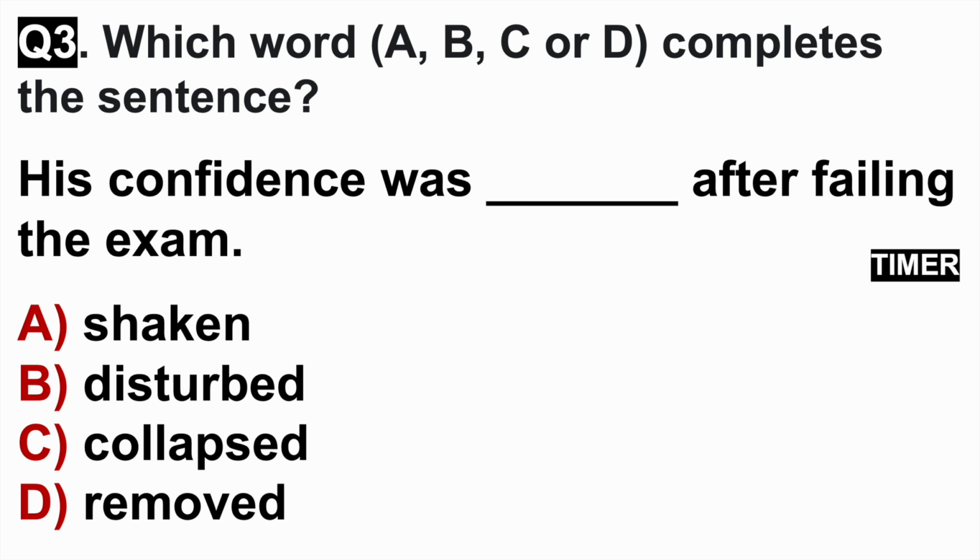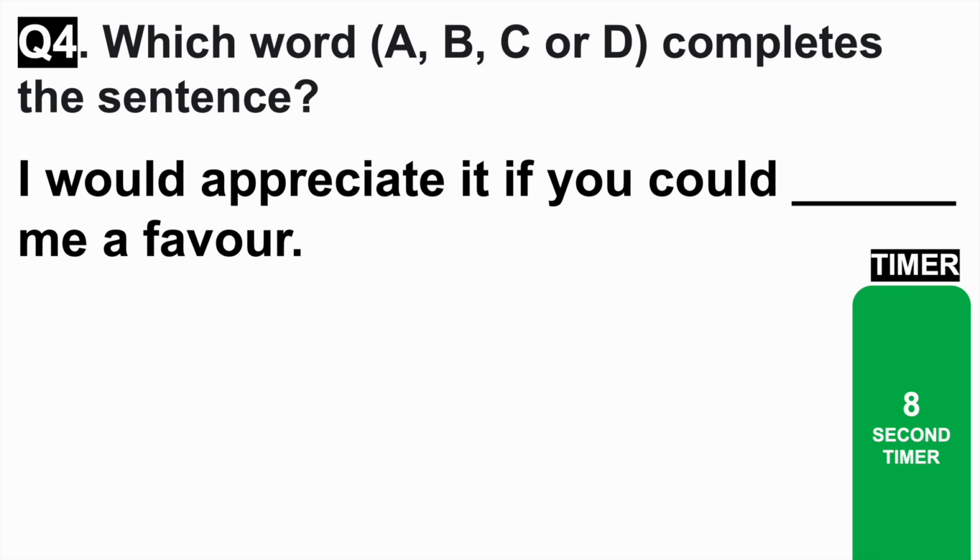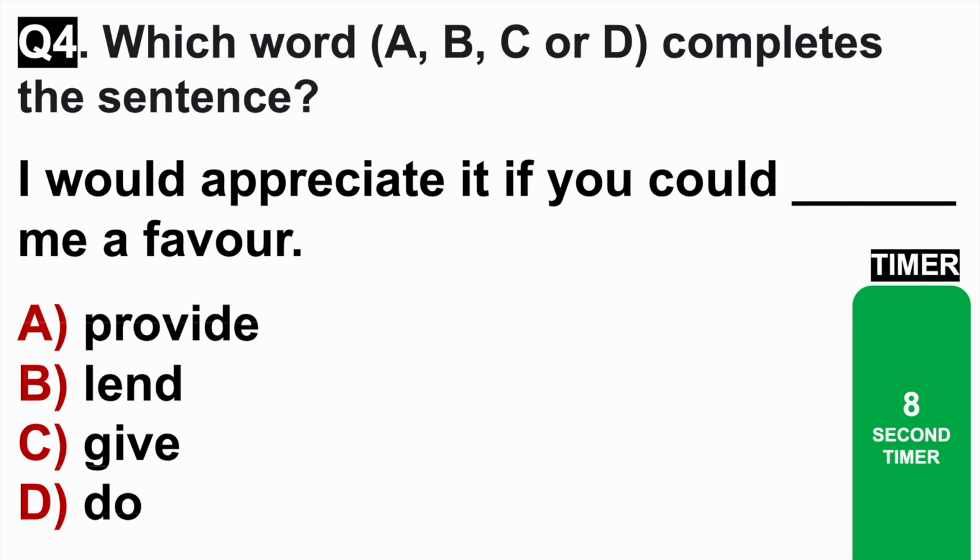Well done. English language test question number 4. Which word, A, B, C or D, completes the sentence? I would appreciate it if you could blank me a favour. A, provide. B, lend. C, give. Or D, do. What is your answer? Tell me in the comment section. Here is your 8-second timer.